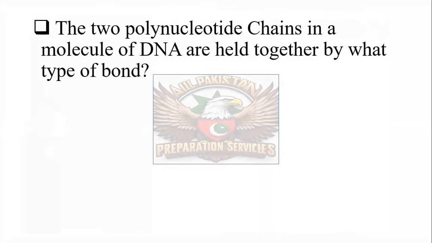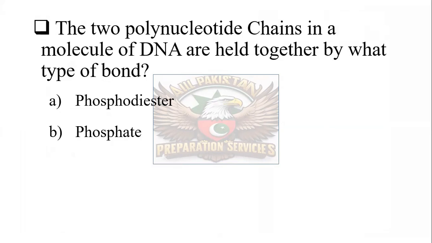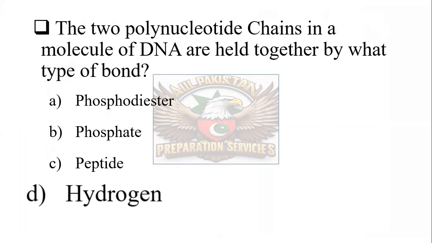Our next question is, two polynucleotide chains in a molecule of DNA are held together by what type of bond? Phosphodiester bond, phosphate, peptide, or hydrogen? And the correct one is hydrogen. Two polynucleotide chains in a molecule of DNA are held together by hydrogen bond.